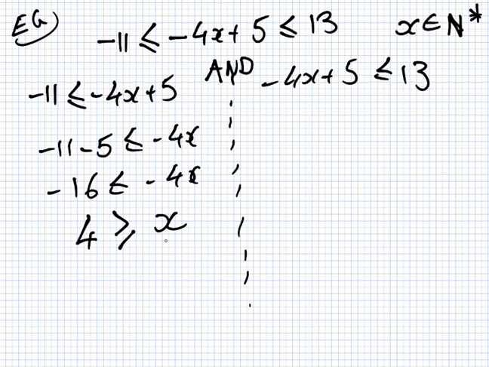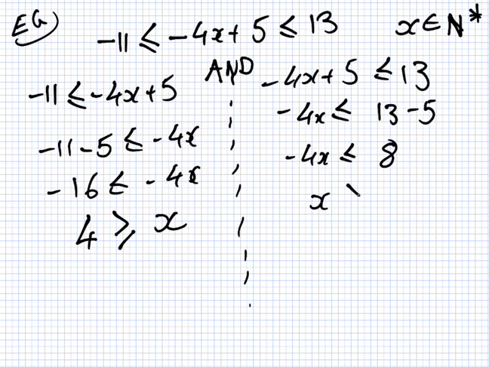That's the first one. Minus 4x is smaller than 13 minus 5, so minus 4x is smaller than 8. So x, divided by minus 4, is bigger than minus 2.